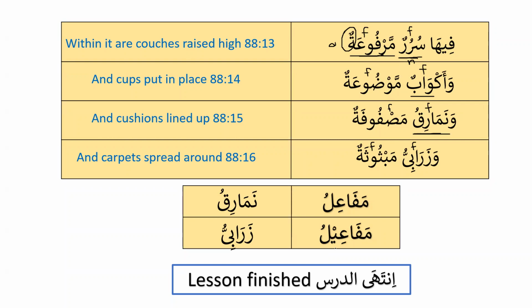You might be thinking how it is mafa'ilu. Basically, you know that in Arabic, if two letters are the same, for example, if ya occurs twice, then the rule of the Arabic language is that when two letters are the same, you merge them into one letter, and then on top of that, you put a tashdid. So it becomes zarabiyu. It is on the pattern of mafa'ilu.